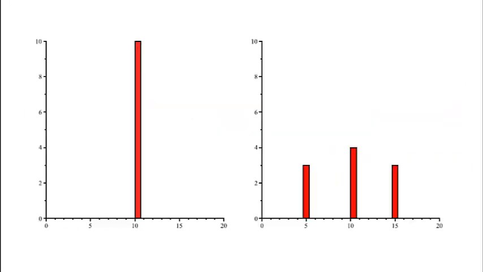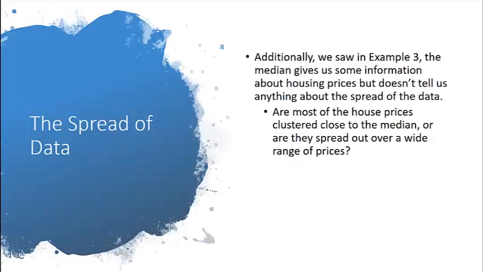And in the visual, we see that these two data sets look very different, even though they have the same mean, median, and mode. So we need a different way in order to be able to tell the difference between these two sets of data. Additionally, we saw in example 3, the median gives us some information about housing prices, but it doesn't tell us anything about the spread of the data. It didn't reveal anything about that luxury home. Are most of the house prices clustered close to the median, or are they spread out over a wide range of prices?